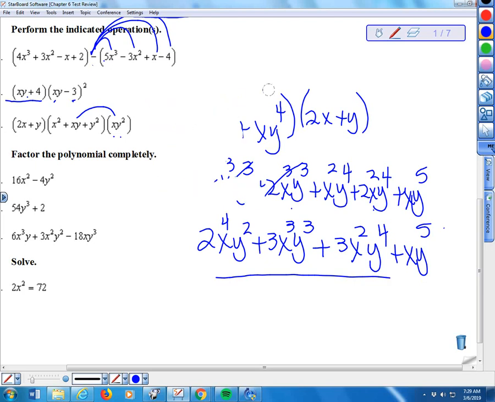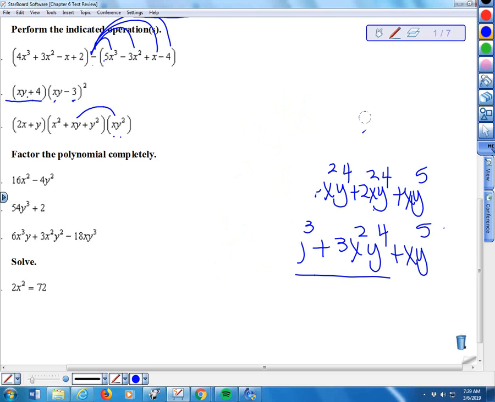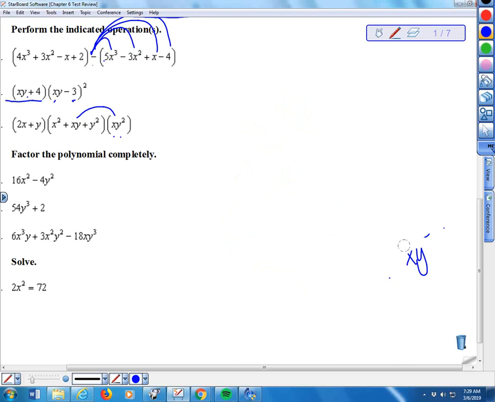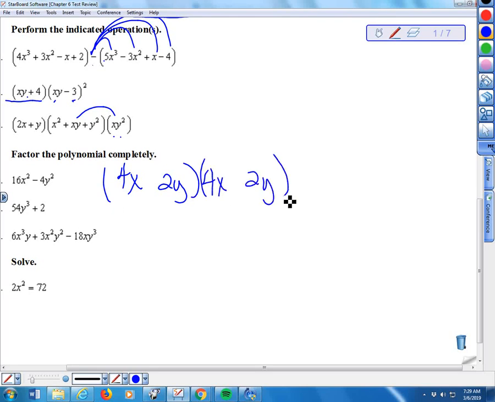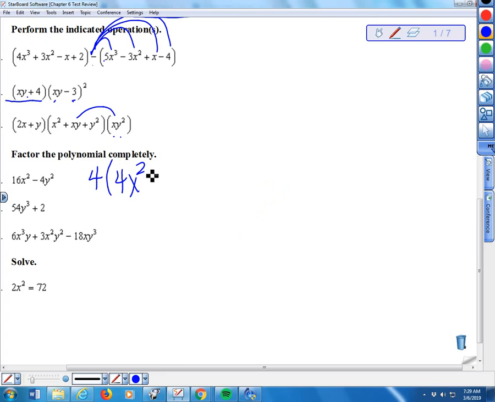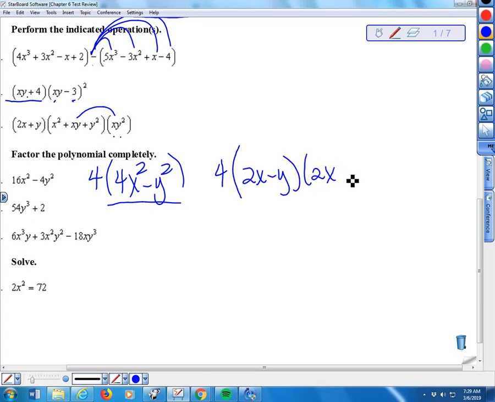All right. Factor the polynomial completely. This first one is just a difference of two squares. So when I have a difference of two squares, I take the square root of both, and I write them twice. One with a plus, one with a minus. And then I would look and see, actually with this one, I think the best way to go here is to factor the common factor first. And then look at this as a difference of two squares. 2x minus y, 2x plus y. Just the square root of this term and the square root of this term. Okay.